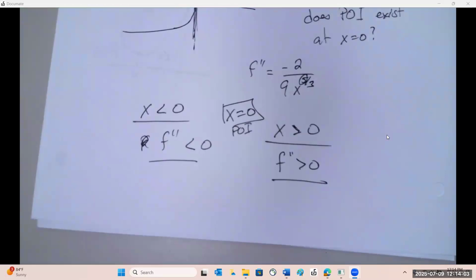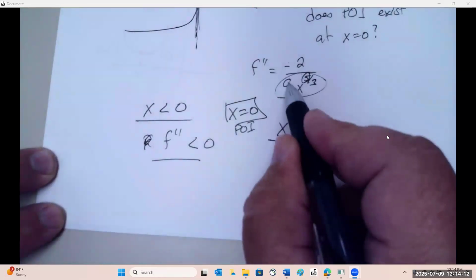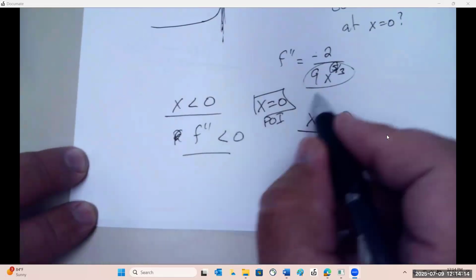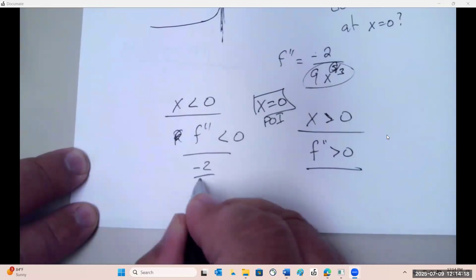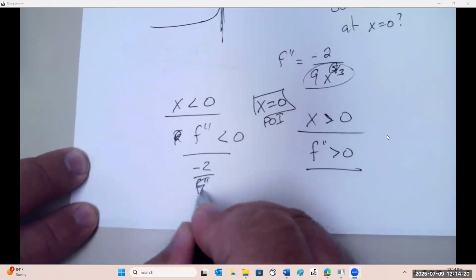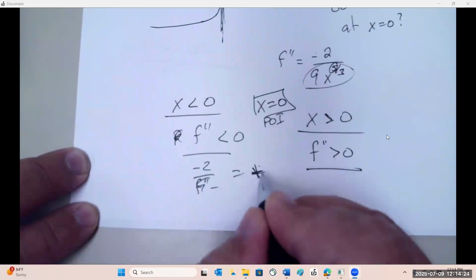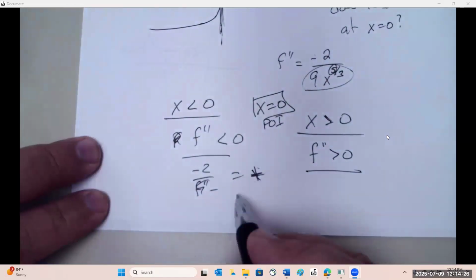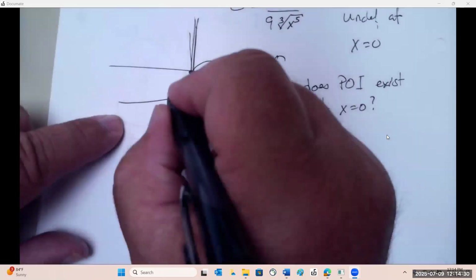Wouldn't they both be the same sign though, because it's -2 on top? No, because if the bottom is negative, then they cancel. You're right. Then this one here, the bottom would be negative. So we have -2 over the bottom being negative. So this would be positive, which is what it says. If the bottom number is negative and negative, so we have a concave up.